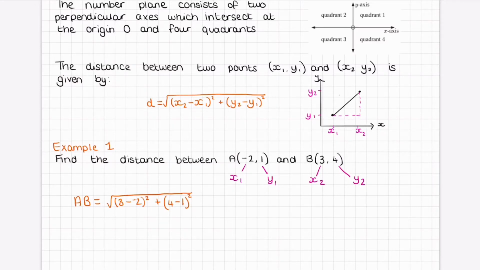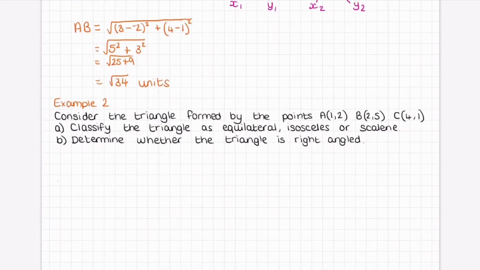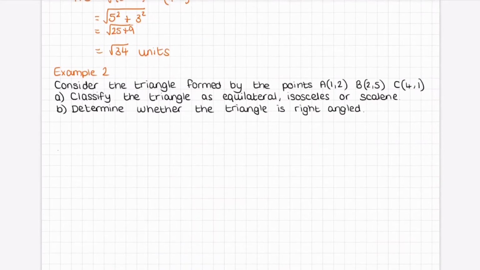If we work that out, 3 minus -2 will be 3 plus 2, so that will be 5 squared plus 4 minus 1 squared, so 5 squared plus 3 squared, which will give us a square root of 25 plus 9, which gives us the square root of 34. So the distance between those 2 points is the square root of 34. As we haven't been given units, you don't need to write them, or if you wanted to do, you can just write units.